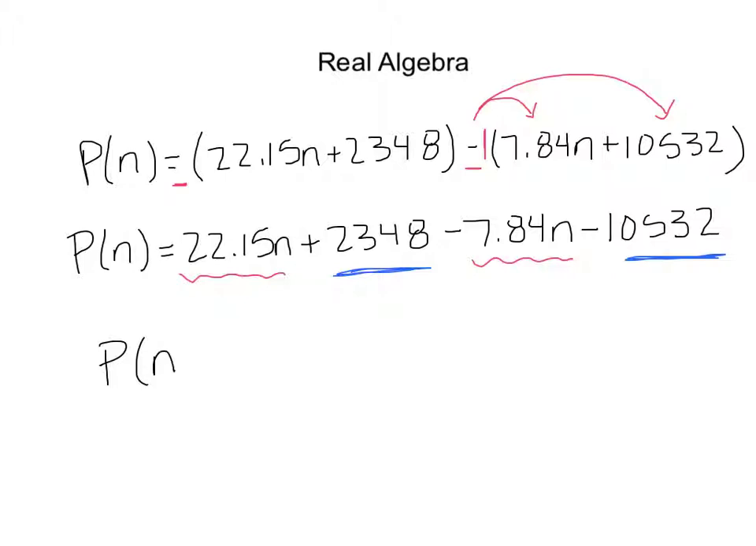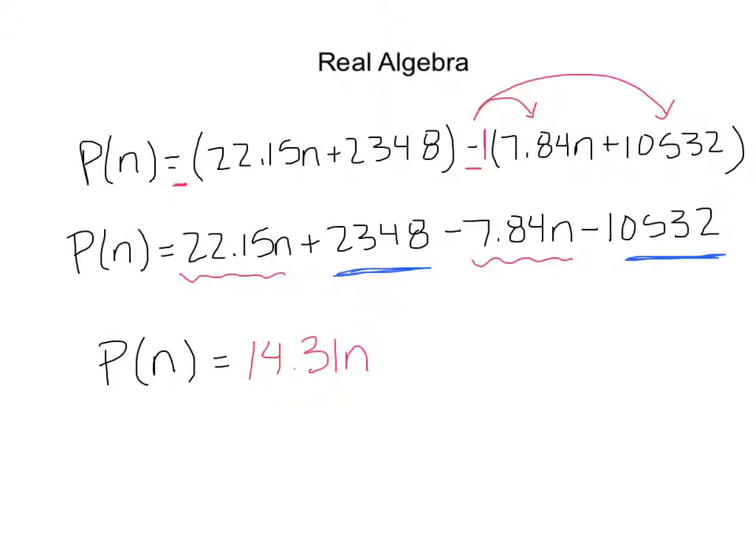So if we're combining like terms, we're just putting them together. So I have 22.15n minus 7.84n. If you whip out your little calculator, you should be able to figure out that our profit is $14.31 for every pair of jeans.